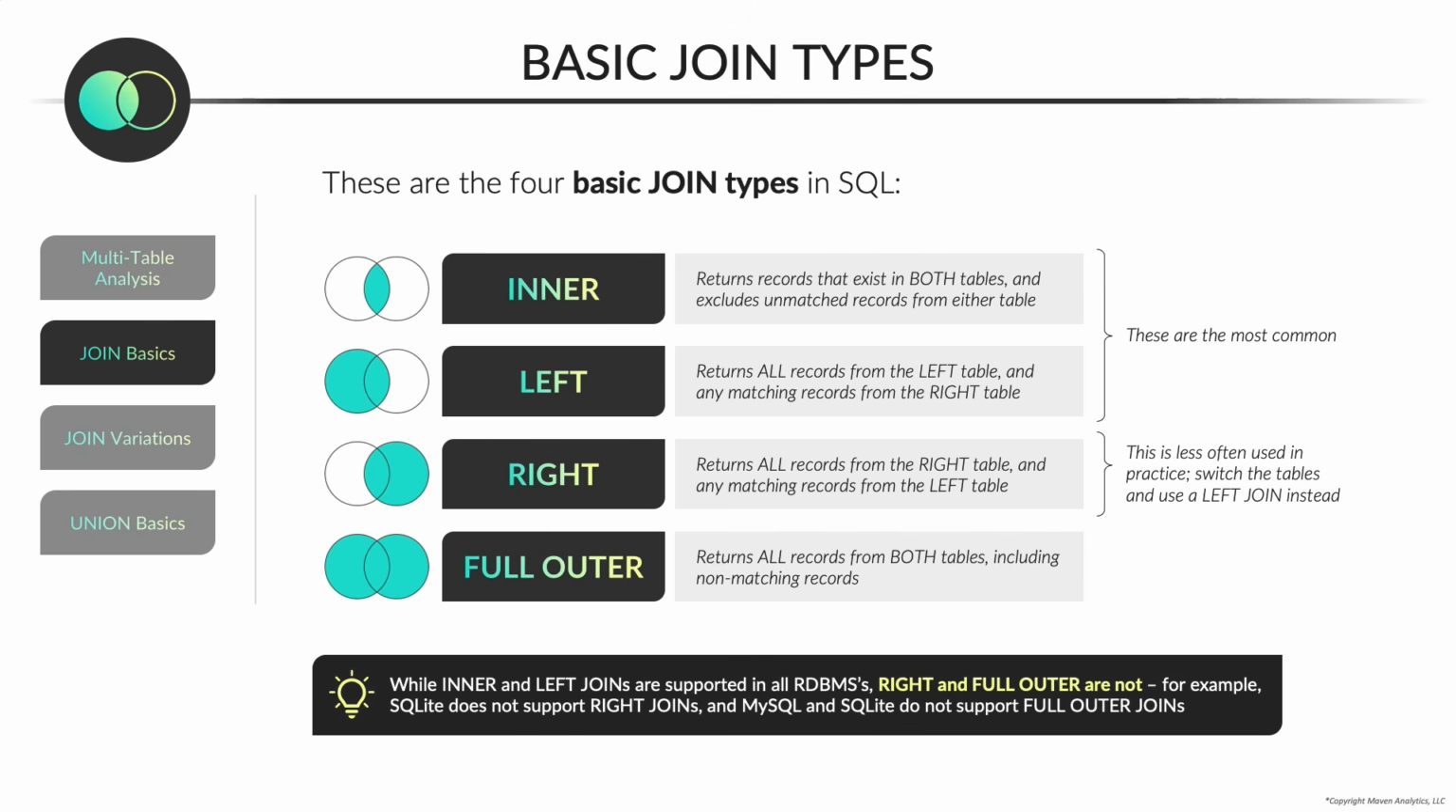So while inner and left joins are supported in all RDBMSs, right and full outer are not. For example, SQLite doesn't support right joins. You have to use a left join instead. And then both MySQL and SQLite don't support full outer joins. So in these cases, based on whatever your end goal is, you can rewrite your right and full outer joins as a combination of inner and left joins. Now let's see what these join types look like in action.